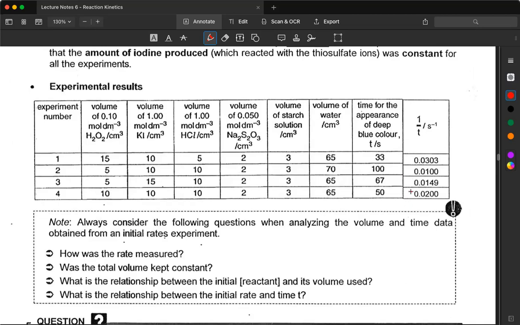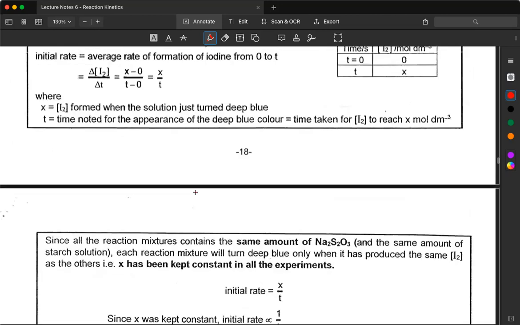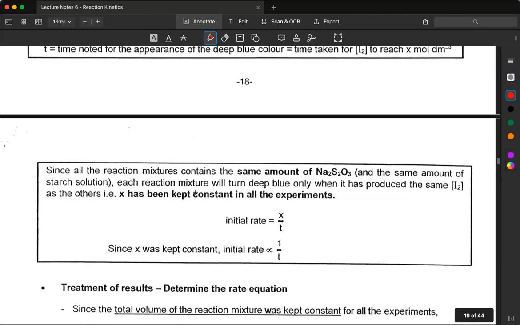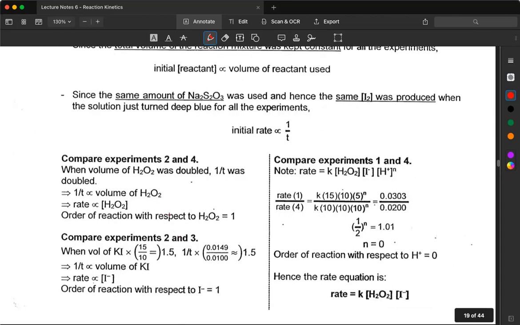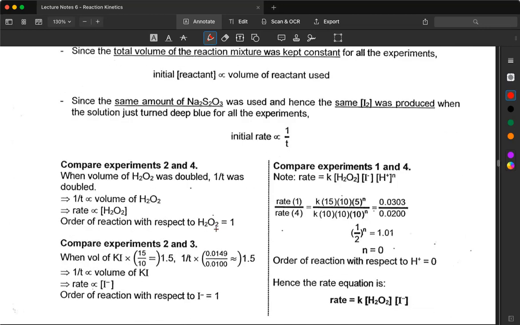This one is also double. Can you see that? So by inspection, provided the other variables were kept constant, you must check, no change, then you can actually relate one to another. So the order of reaction with respect to H2O2 is 1.